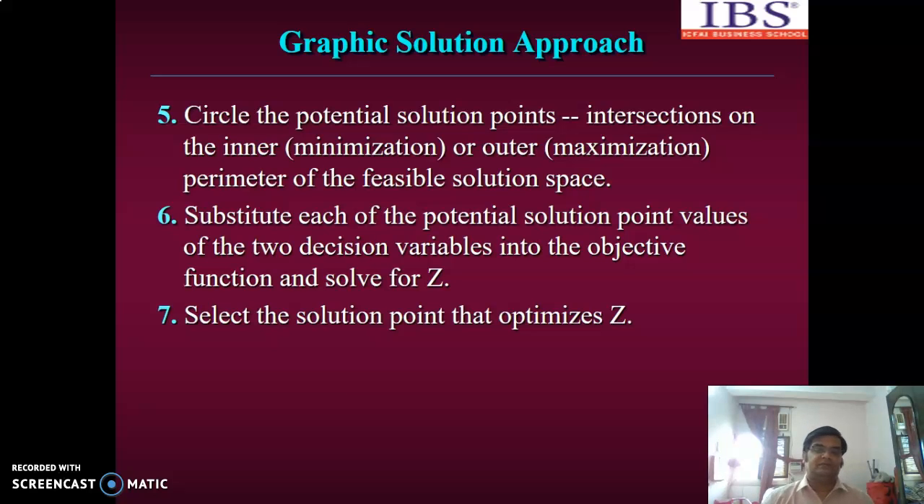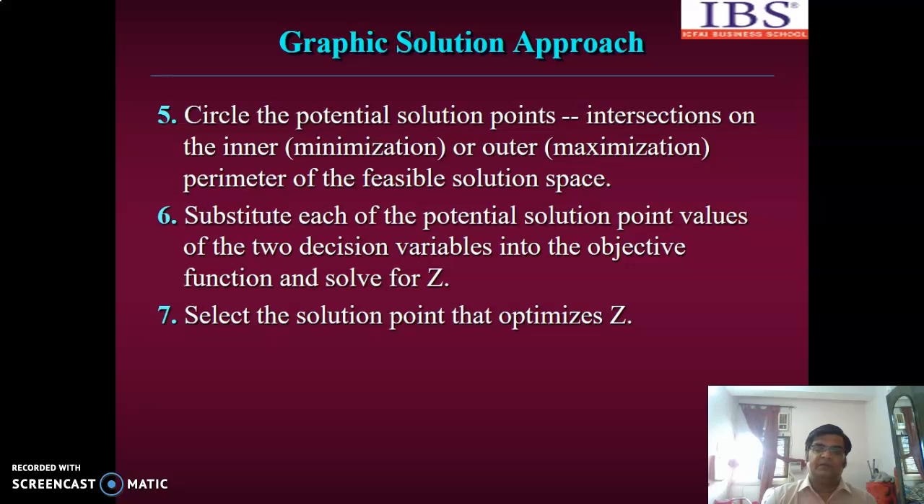Step 7 is to select the solution point that optimizes z. That means the intersection point for which the value of z is maximum is called the optimum solution. So these are the 7 steps.